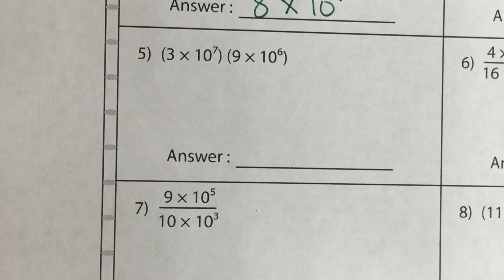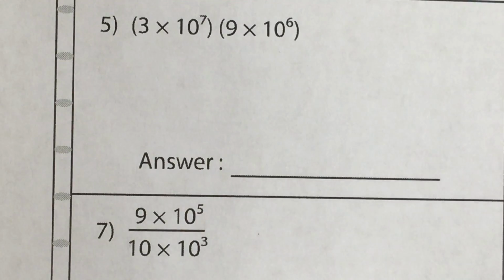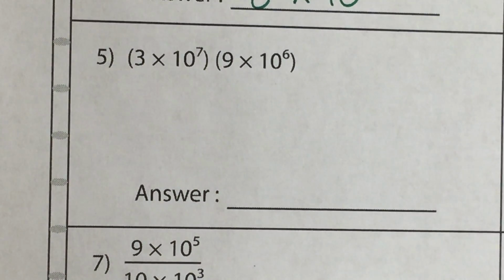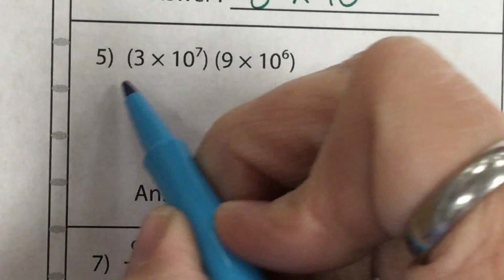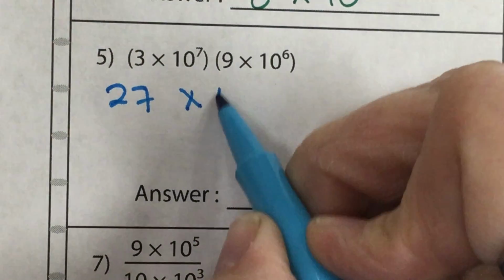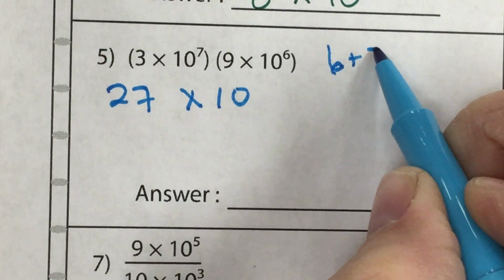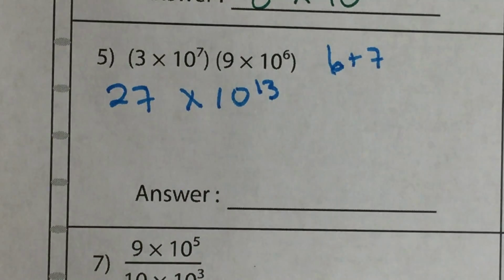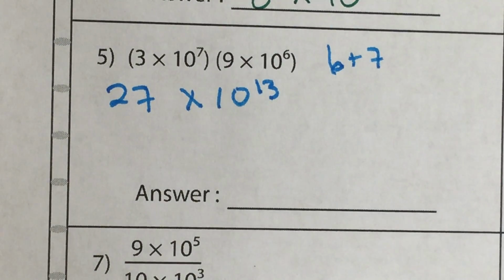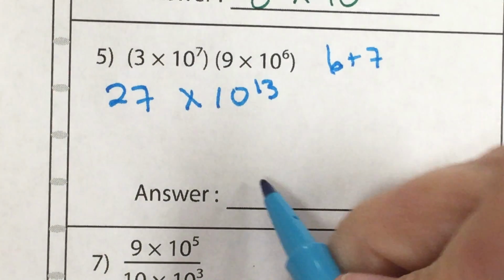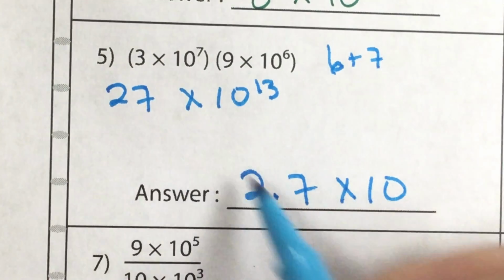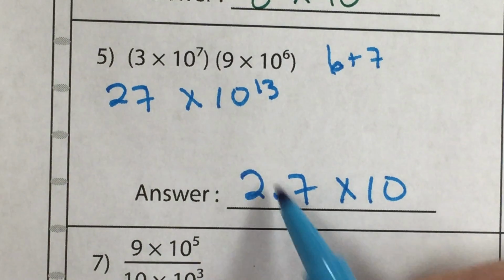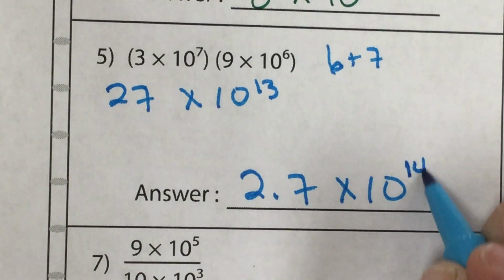Okay, next one, number 5. Notice how I'm going down the left-hand column. Here we go. Multiplication again. Hopefully we know that 3 times 9 is 27. Times 10. I add 6 plus 7, and I get 13. Is that in scientific notation? No, it's not. So I need to make it 2.7. I made this number, 27, smaller to 2.7. So because I made this smaller, I need to make my exponent larger.